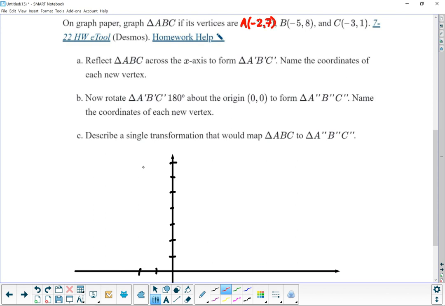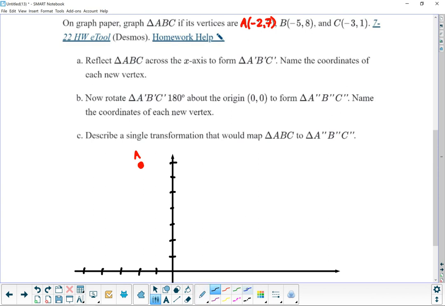So right there, negative 2 and 7. I'm going to go ahead and put my point A right there. And B is at negative 5 and 8. Oh, that's a little higher up.